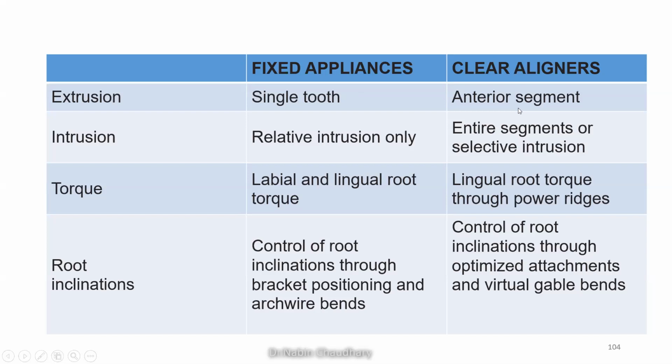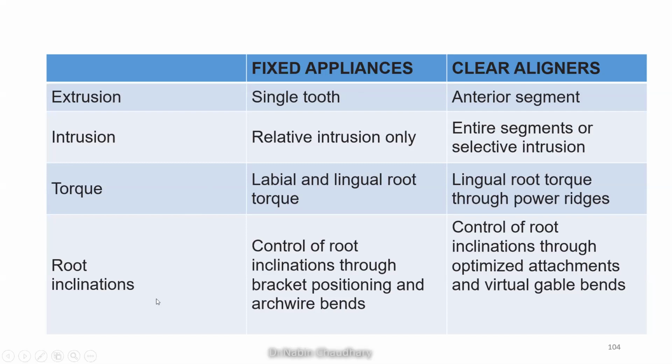Whereas in case of the clear aligners, the entire segment or other selective intrusion can be performed. And in case of the torque, in case of the fixed appliances, both the labial and the lingual root torque can be applied. Whereas in case of the clear aligners, only the lingual root torque can be applied, and that too can be applied through the use of the power ridges.